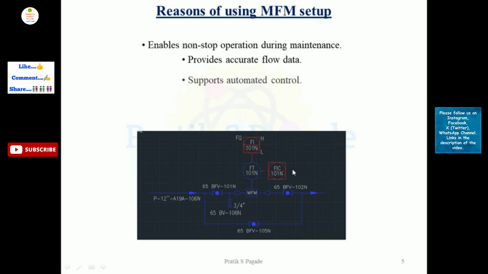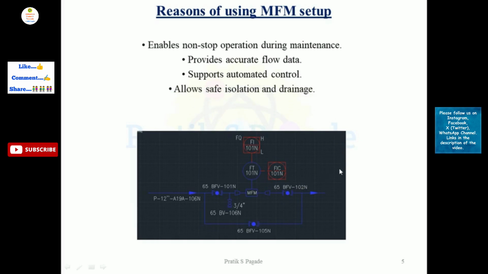Okay, supports automated control, as you can see here. In this case we have used DCS signals. Okay, so allows safe isolation and drainage, as you can see here we have used isolation valves and the drain valve. Okay, so adds flexibility and redundancy.